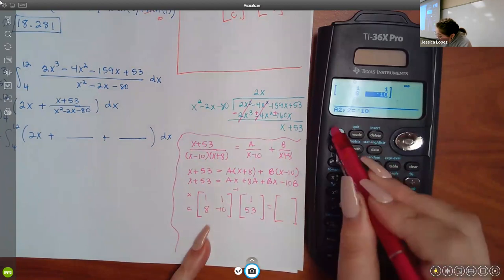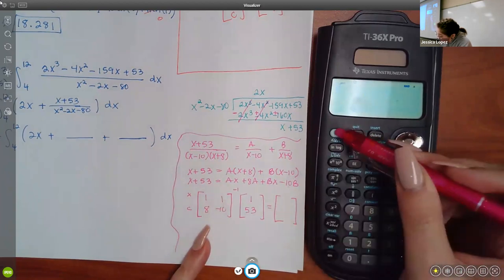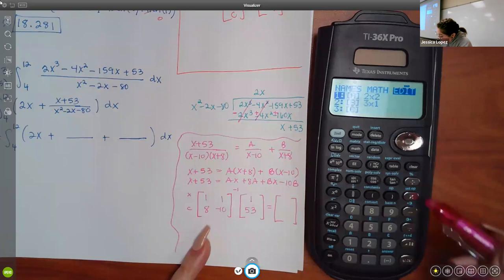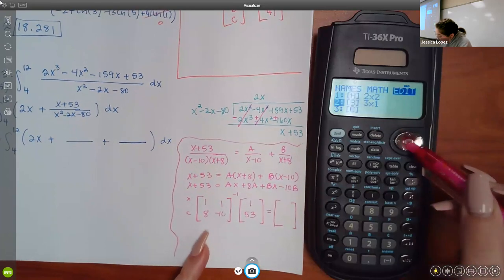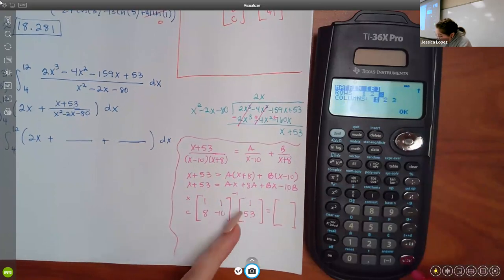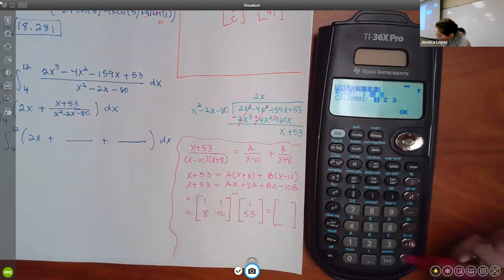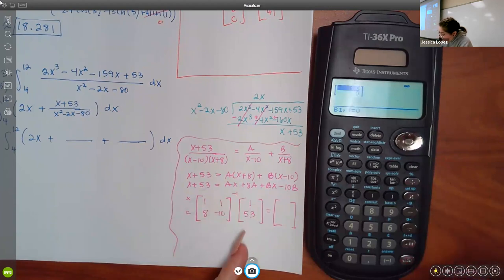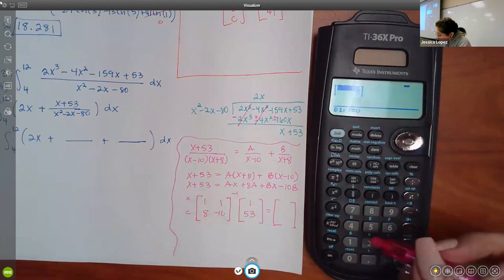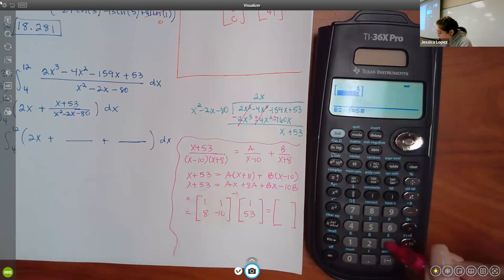And then I can quit, go back to matrix, edit, but this time I want to edit the other guy, B. And this one has two rows, but only one column. So two rows, one column, okay. And it looks exactly like mine, right? One above the other. So I'm gonna hit one, enter, 53.